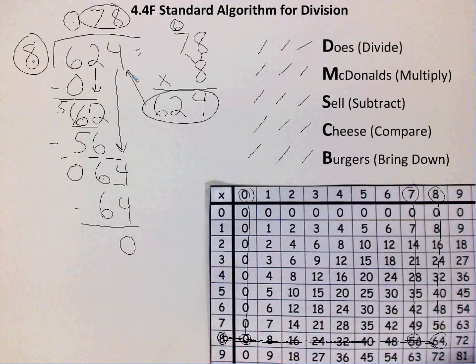Okay, if you notice on these right here, this is basically a fact family. That's saying that 8 times 78 is 624. 624 divided by 8 is 78. And 624 divided by 78 would be 8. And that's just all fact families, all stuff that we're kind of building on that we learned from 3rd grade.